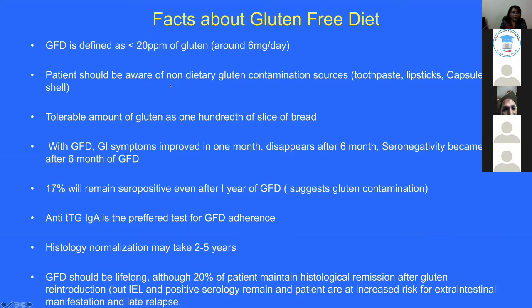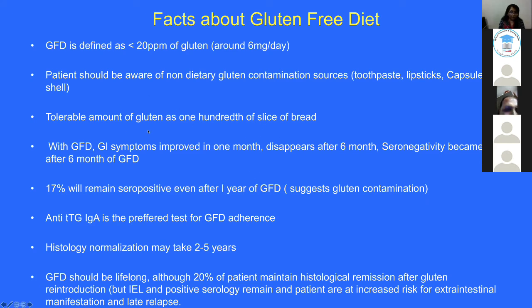gluten-free diet. Patients should be aware that there are certain other gluten-containing sources also. Patients say that they are keeping a good diet which is free of gluten, but toothpaste, even lipsticks, some of the capsule shells can have gluten in them. So basically the tolerable amount of gluten is as low as 1/100th of a slice of bread. So even the minimal amount of gluten can give rise to symptoms.